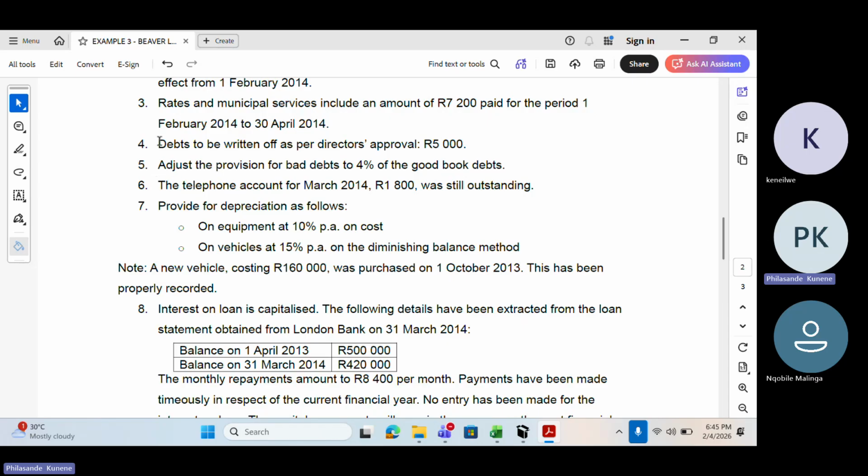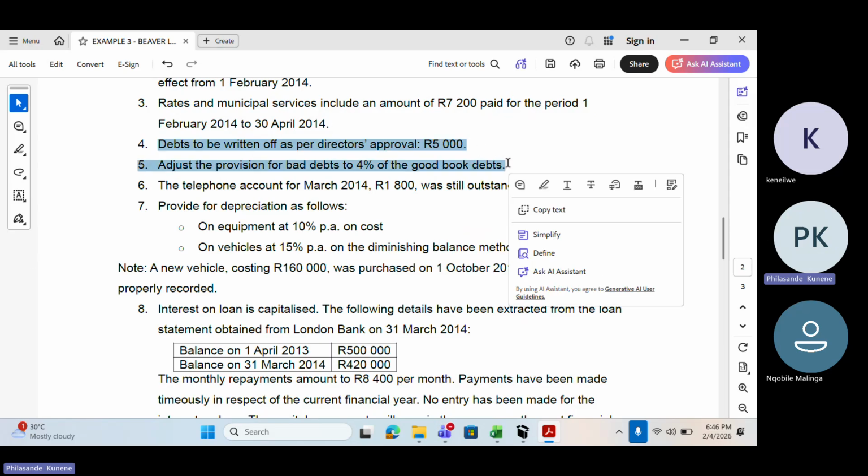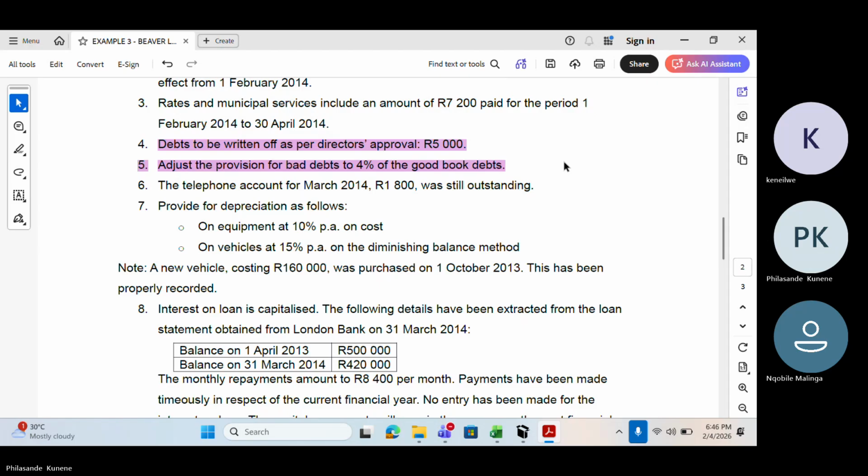Are you guys happy with how we have dealt with transaction number 4 and 5? Are you happy with that? It affects both. It affects bad debt, provision for bad debt. It affects debtors control. Any questions on this one? I will help you with this one or following it.